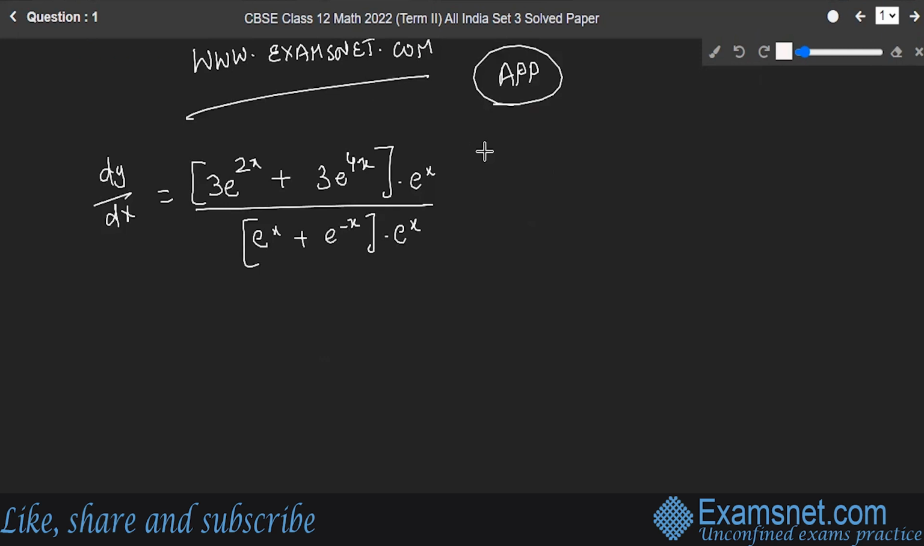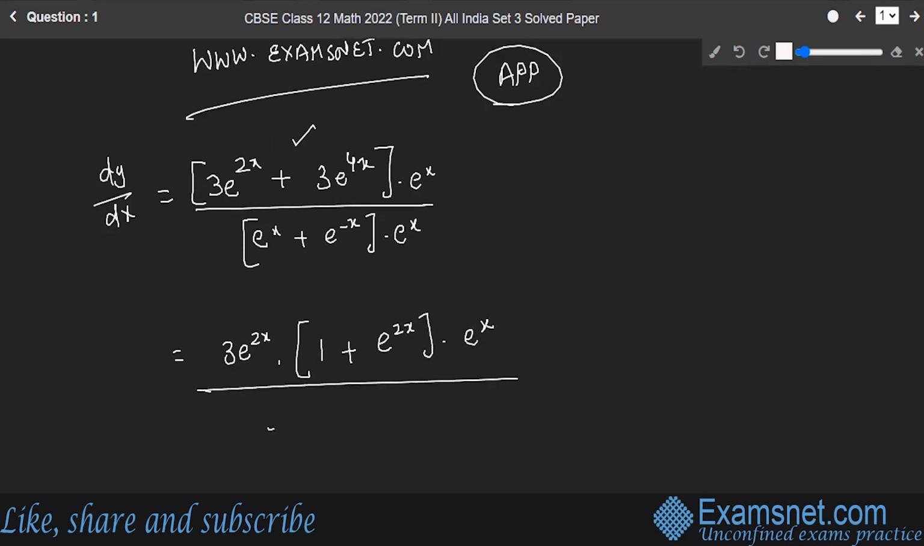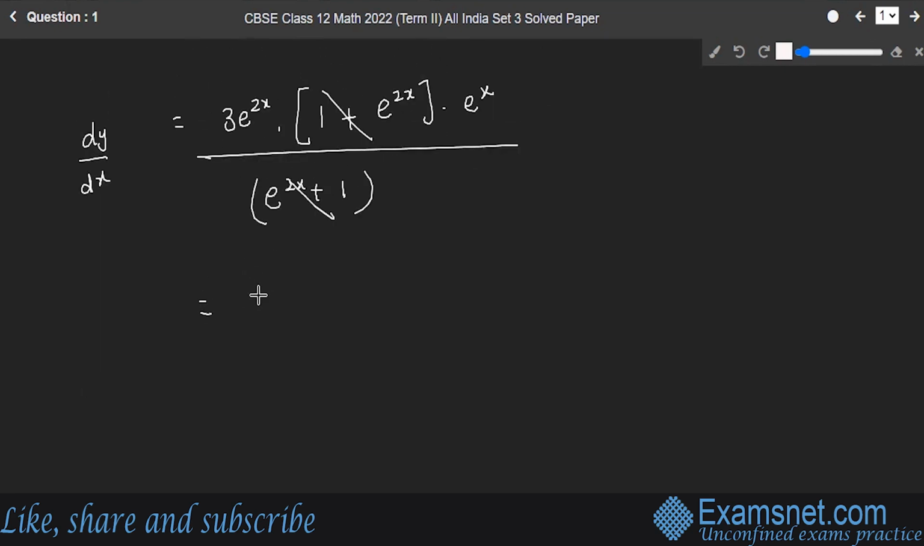So I'll not touch the numerator one, but I'll take 3 into e raised to power 2x common from this factor. This is (1 plus e raised to power 2x) into e raised to power x, whole divided by, now this will be e raised to power 2x plus 1. See, over here, in the numerator and the denominator, this factor will get cancelled and you will be left with e raised to 3 into e raised to power 3x. This is equal to dy by dx, or dy is equal to 3 into e raised to power 3x dx.